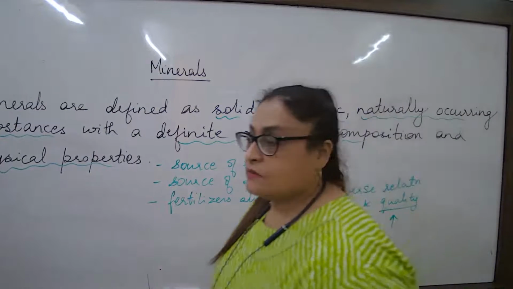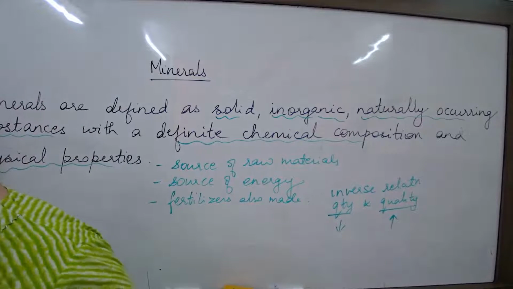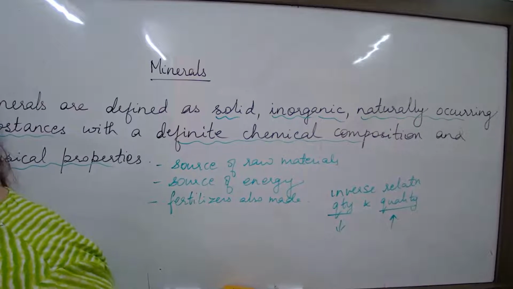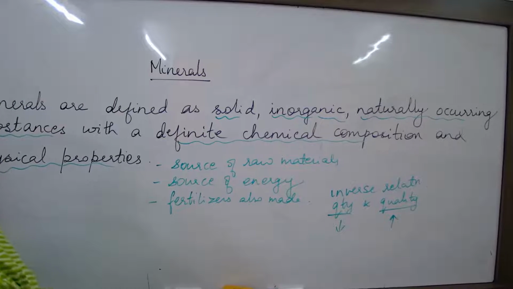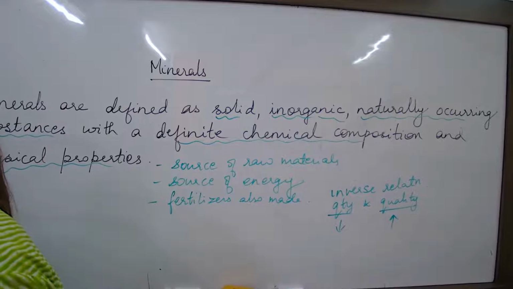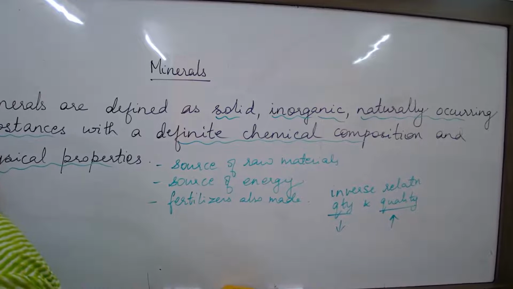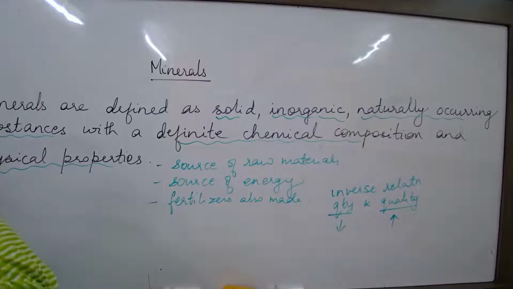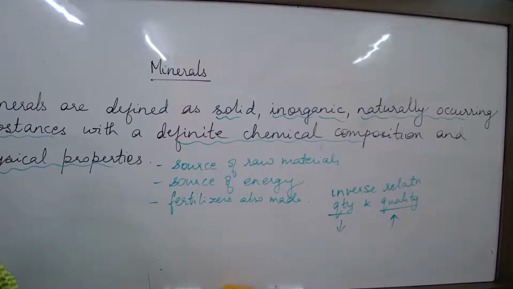Those that contain iron. Non-ferrous do not contain iron. Fe is iron. So, ferrous and non-ferrous, like copper, lead, tin, bauxite. And you have precious minerals, which are gold, silver, platinum. Okay. Non-metallic: mica, salt, potash, limestone.